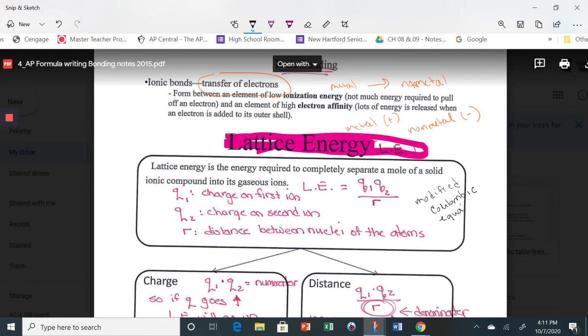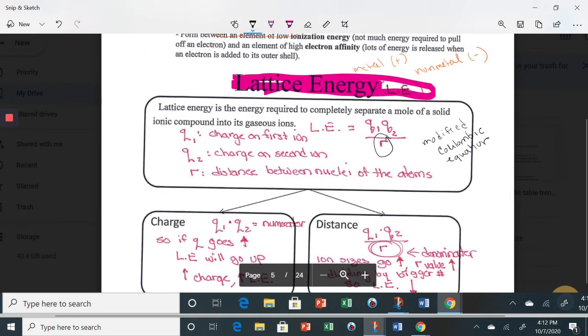Then what's the modification? This thing. It's not R squared, it's R. Could you use Coulomb's force to describe how much attraction exists in a lattice? Yes, you can. You can still talk about Coulomb's attraction in a lattice. It'll still work. They prefer, when you're talking about a crystal, to use lattice energy, but I think you would get the points if you use Coulomb.